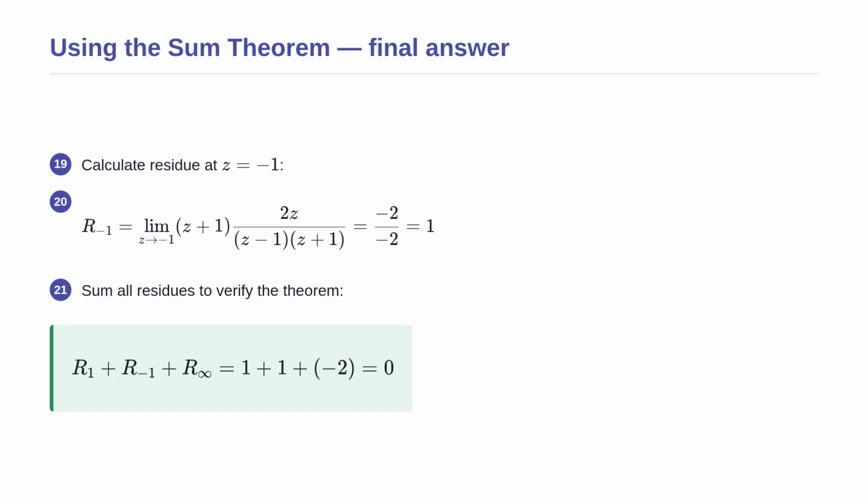We add the two finite residues together, which gives us positive 2. We then add our residue at infinity, which was negative 2. The grand total is exactly 0. The theorem holds perfectly true, proving our calculation was absolutely correct and the complex plane is balanced.